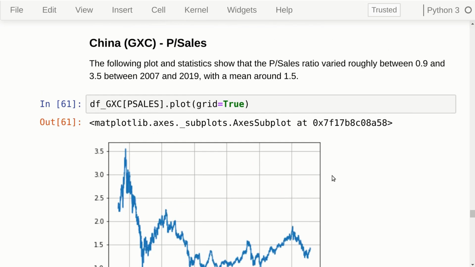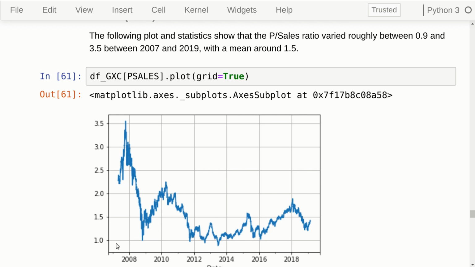So let's look at the price to sales ratio for the China index. And the plot here shows kind of similar tendencies as for the emerging market index, but we only have a shorter data period here. So it started quite high before the global crash in 2008 and 9, and it peaked at 3.5. And then in the financial crisis, it dropped to 1.0, and then it recovered above 2, and then it has zigzagged since then.